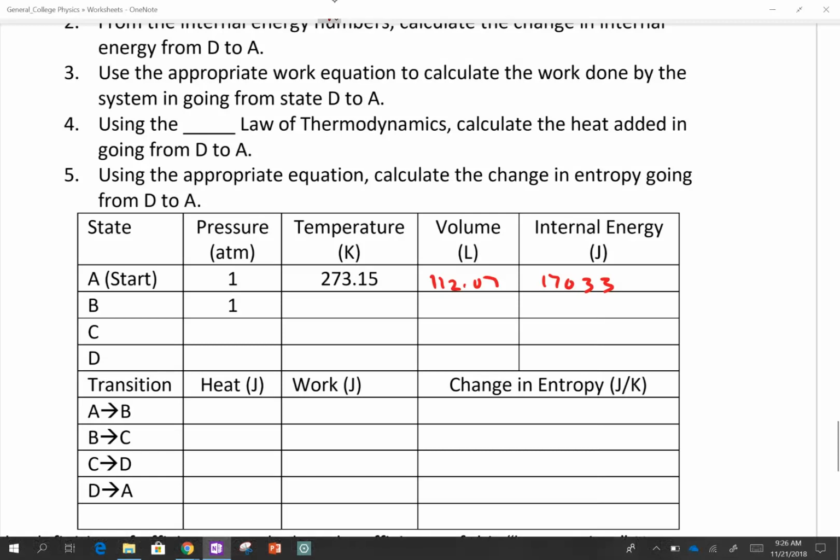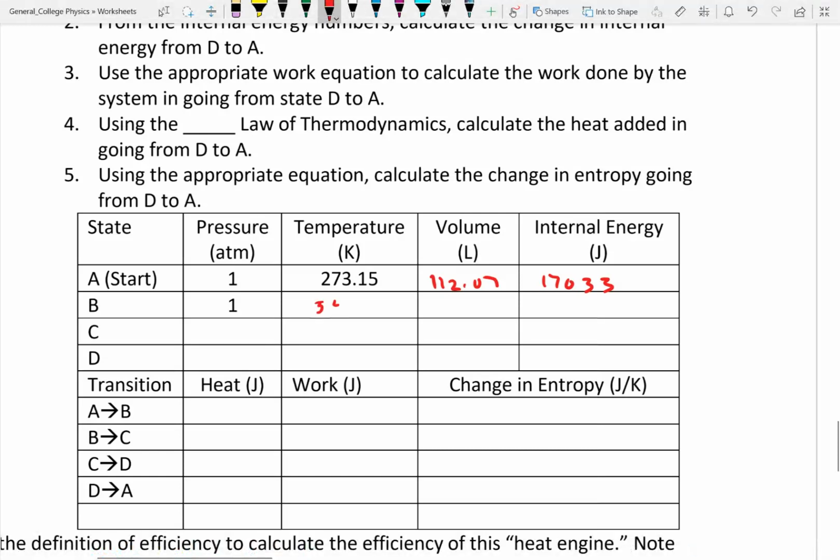The temperature doubles to 546.30, and the volume also doubled, so it's going to be 224.14. And now I can calculate the internal energy. I'm not going to spend the time. The internal energy will be calculated with exactly the same equation. So because we doubled the temperature, we're going to double the internal energy, 34066.